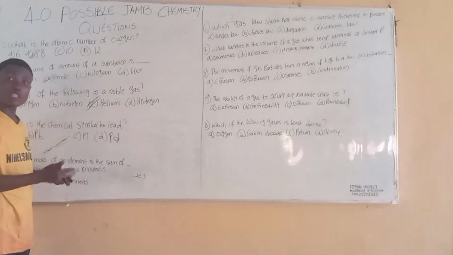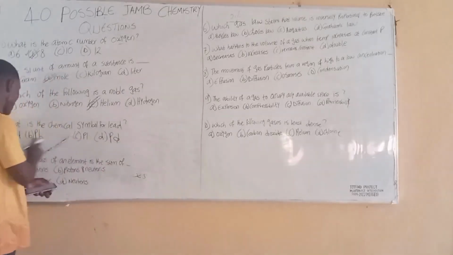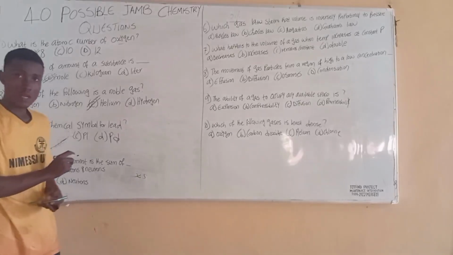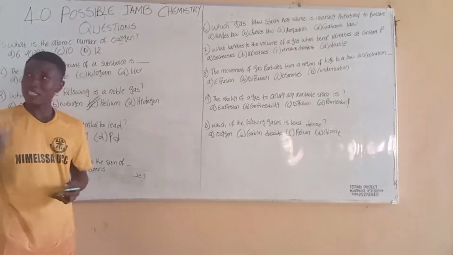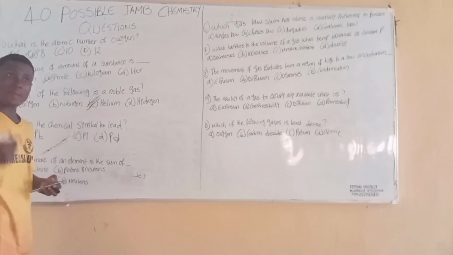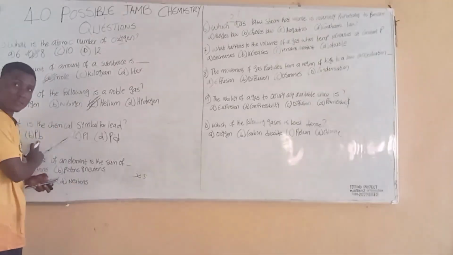Now PD, which I know is palladium. So PD is out. I don't know PL and I don't know LD. So the answer here, the chemical representation for the element known as lead, is B, which is PB.